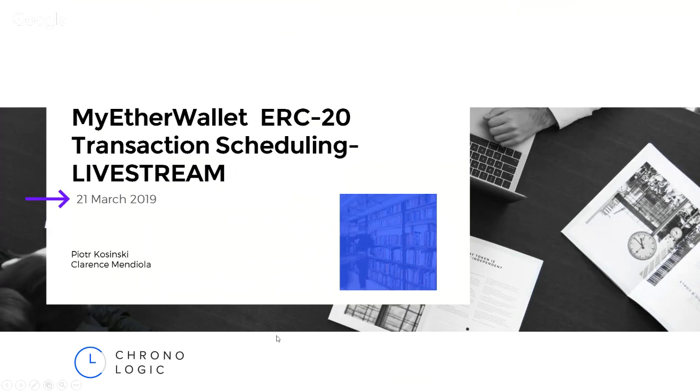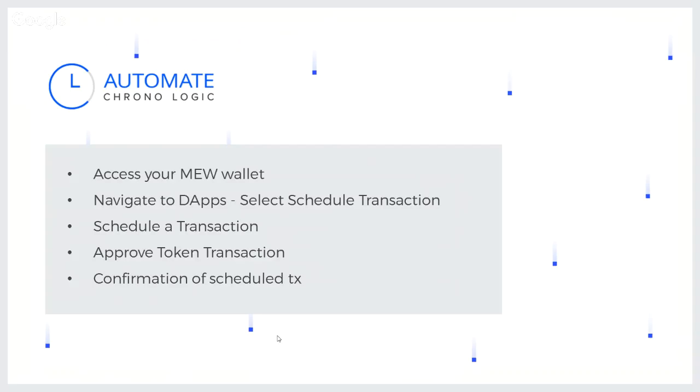Hey everyone, Clarence here, and today I'm going to show you how to schedule ERC20 tokens using MyEtherWallet. So let's go over the steps. First you need to access your MyEtherWallet, navigate to dApps, and click Schedule Transaction. After you have scheduled your transaction, you need to approve the token transaction, and then you confirm the scheduled transaction. So let's do the demo.